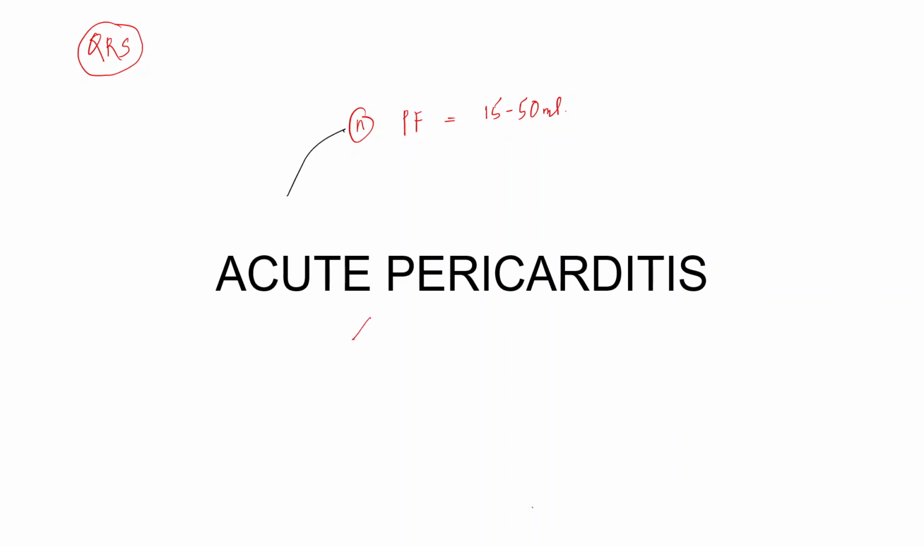Acute pericarditis can be divided based on the duration of the episode. It can be divided into acute, subacute, or chronic. Acute is less than 6 weeks. Subacute is 6 weeks to 6 months. Chronic is more than 6 months.